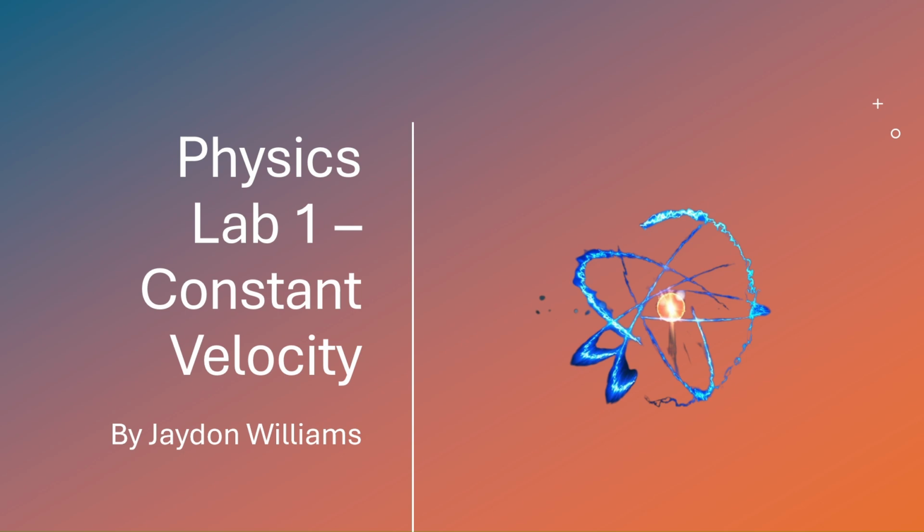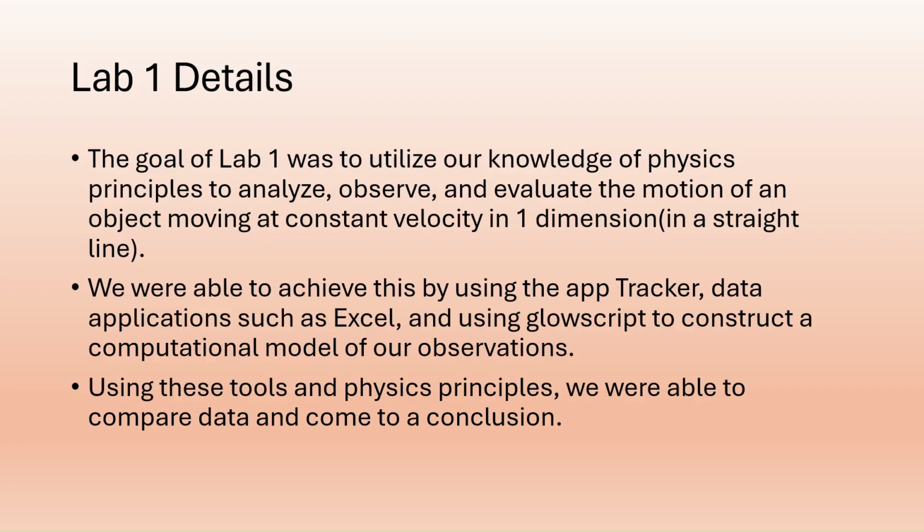To Physics Lab 1. This lab focused on constant velocity and our ability to assess moving objects. The objective for Lab 1 was to utilize our knowledge of physics principles to analyze, observe, and evaluate the motion of an object moving at constant velocity in one-dimensional motion.